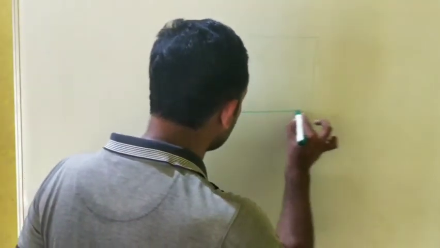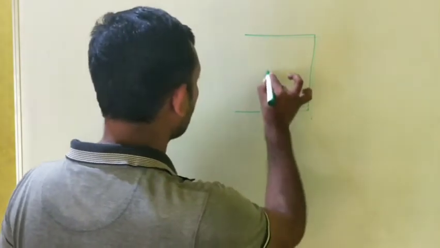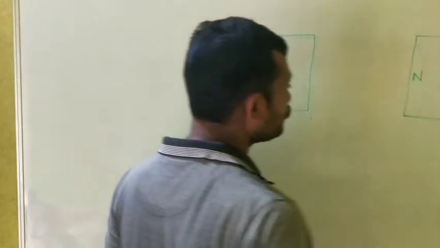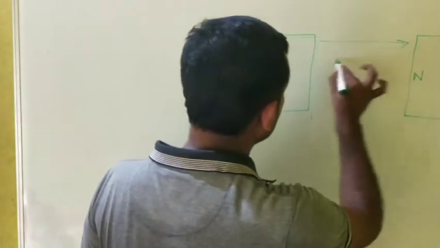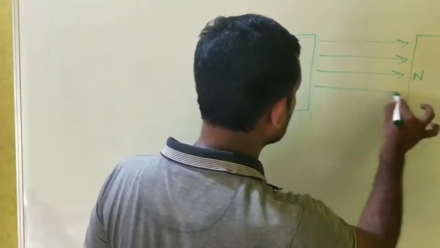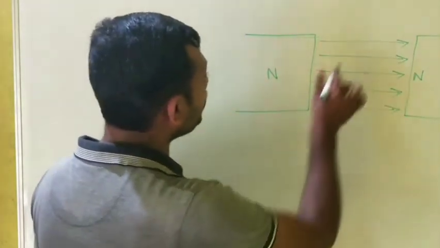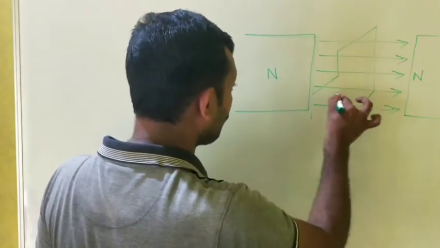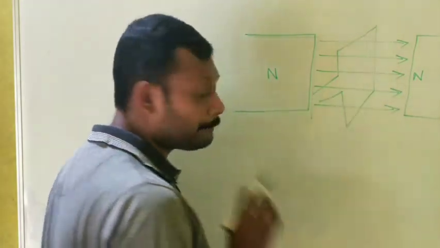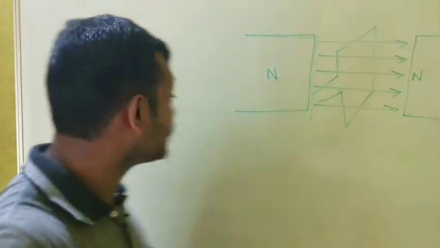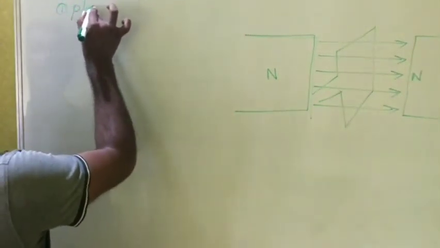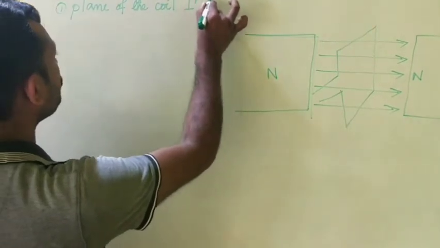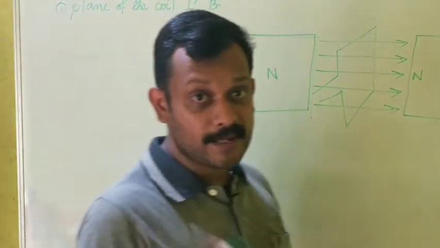The basic arrangement of an AC generator involves the pole pieces of a magnet. Initially, the plane of the coil is held perpendicular to the magnetic field. First thing you have to understand is that the plane of the coil is perpendicular to B.